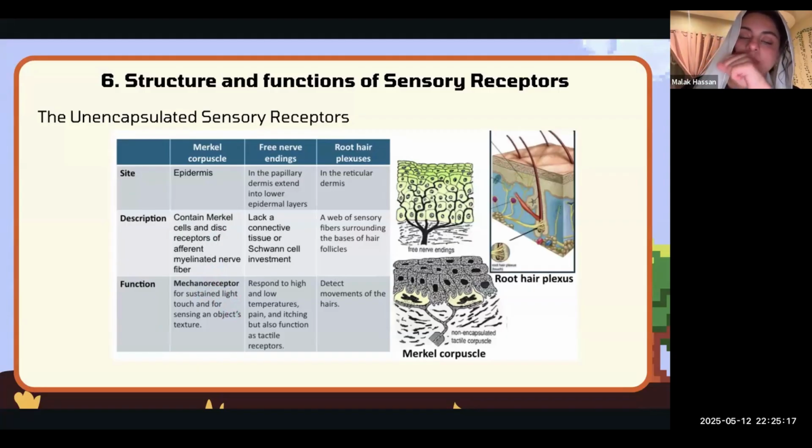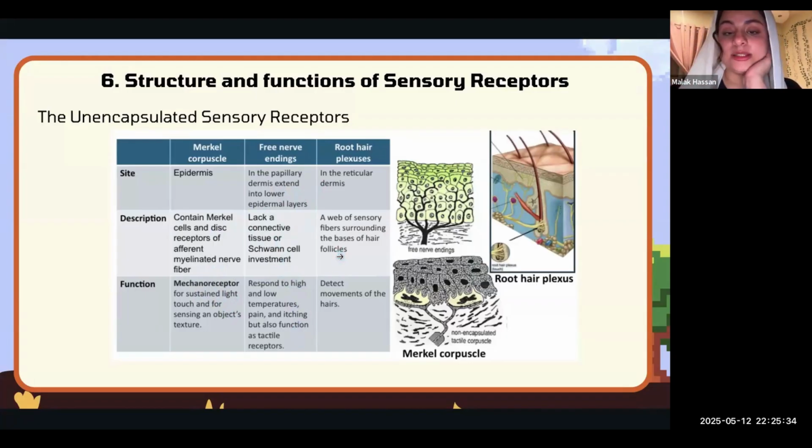Now the free nerve endings are in the papillary dermis. They extend down into the lower epidermal layer, and they lack a connective tissue or a Schwann cell investment. And they respond to high and low temperatures, pain and itching, and also tactile receptors.